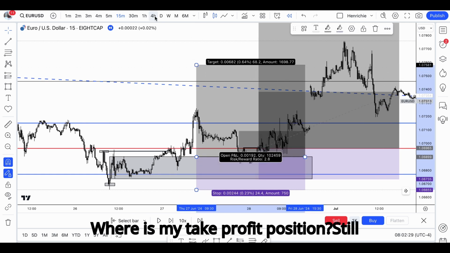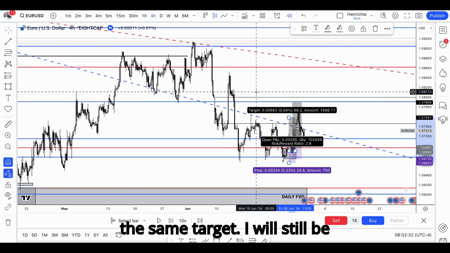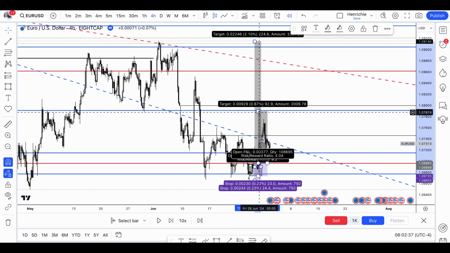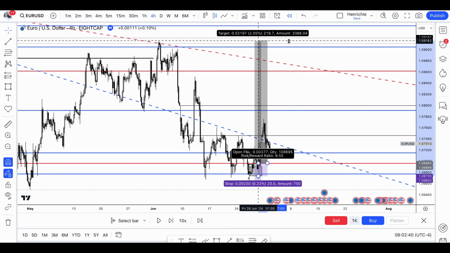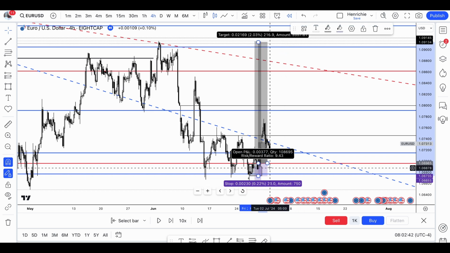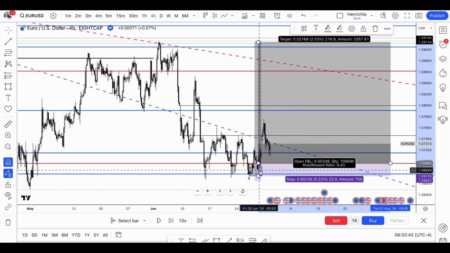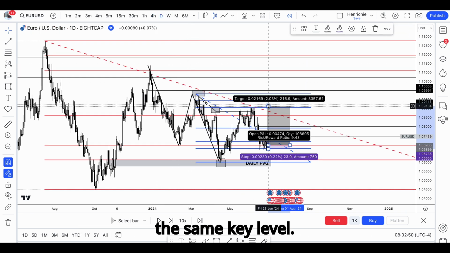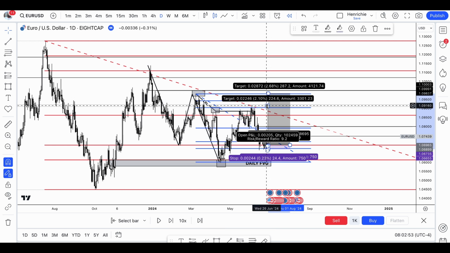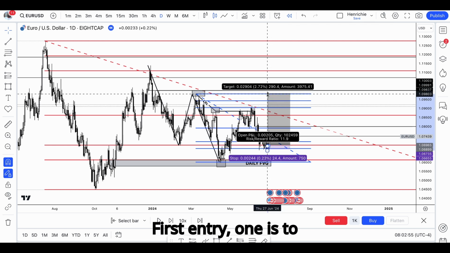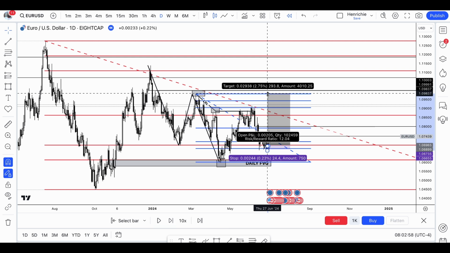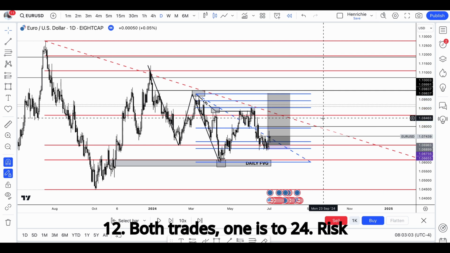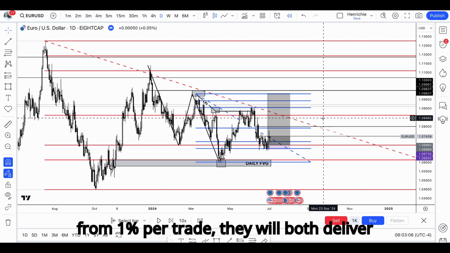Where's my take profit position? Still the same target. I'll still be targeting the same area, same low resistance liquidity. We go to the daily time frame, targeting the same key level. First entry 1:12. Second entry 1:12. Both trades 1:24. Risking 1% per trade, they will both deliver 24,000.